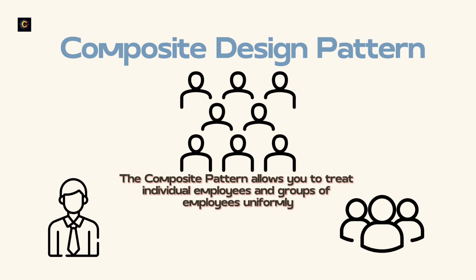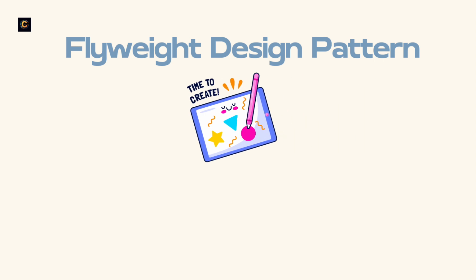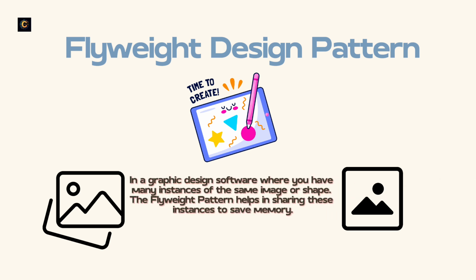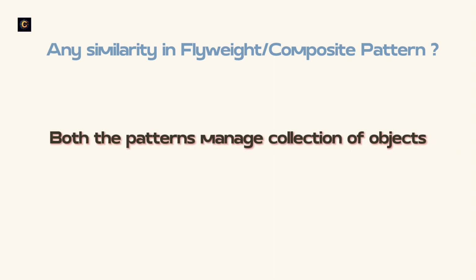Now, coming to the flyweight pattern. Imagine a graphic design software where you have many instances of the same image or shape. The flyweight pattern helps in sharing these instances to save memory. So what's the similarity between the composite and the flyweight design pattern? Both the patterns are about managing collection of objects, but in a little different ways.